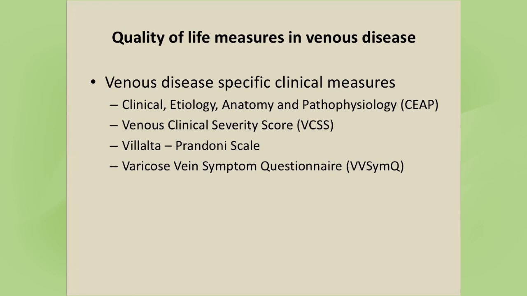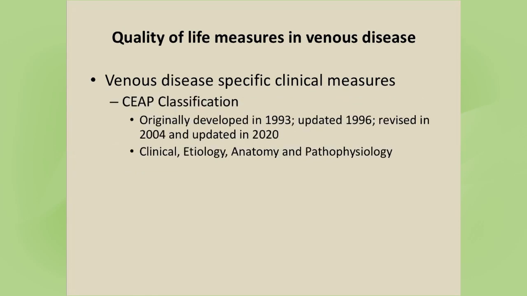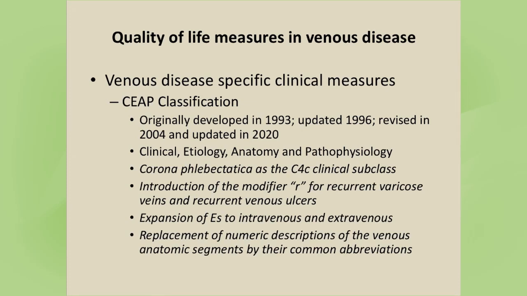Now, as far as the venous disease specific clinic measures, the CEAP classification, originally developed in '93, updated in '96, was revised in 2004, and the last update was carried out in 2020. The clinical, etiology, anatomy, and pathophysiological aspects of venous disease are covered in the classification. And these are the changes that have been made in the latest iteration of the classification.